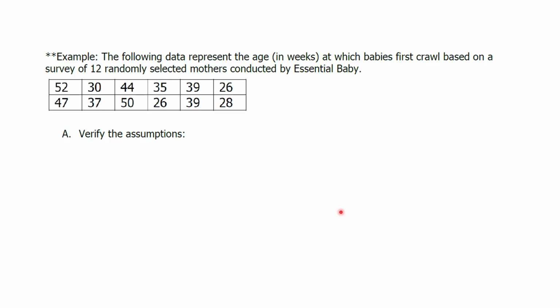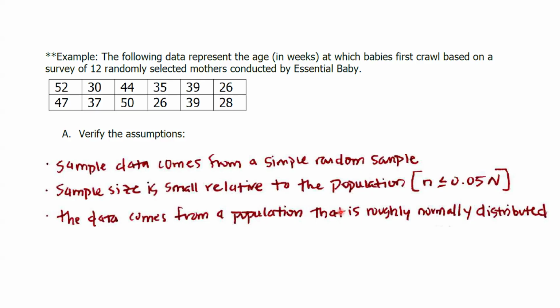So you would need to take all of this data and enter it into your calculator. You would need to make the following 3 assumptions before moving forward. One is that your sample data comes from a simple random sample. Two, your sample size is small relative to your population. So with 12 babies in the sample, the population must be at least 240 babies, because 5% of that would be 12.